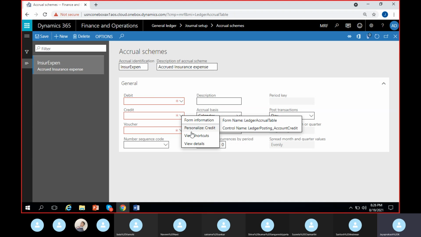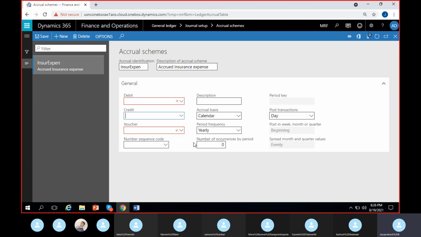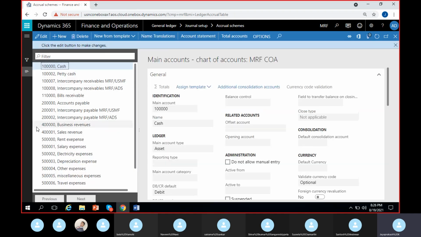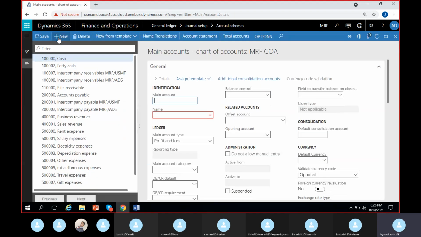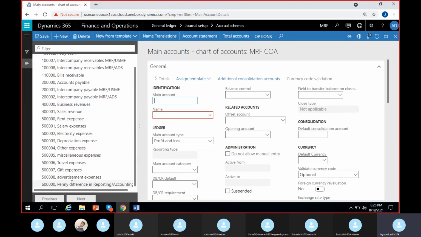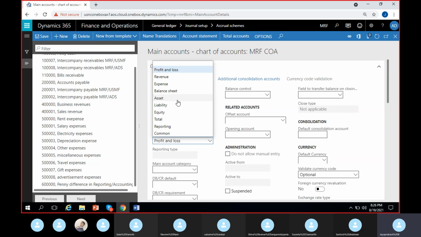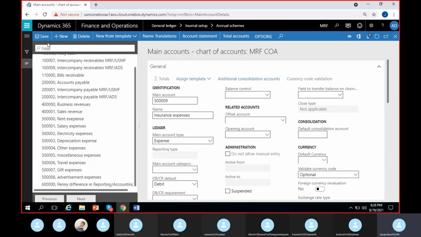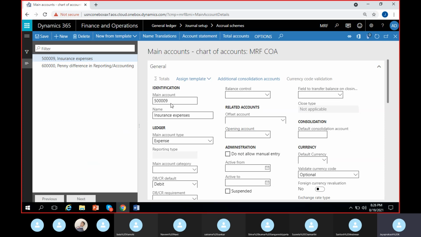So to create main accounts, normally I'll go to view details. We can create the 2 accounts here actually. So first I'll create the insurance expense account, expense 5 series, right? 5,09,000, I'll go for insurance expense. Okay, 5,09,000, insurance expense account. I'll save it. Then I'll create one more account.